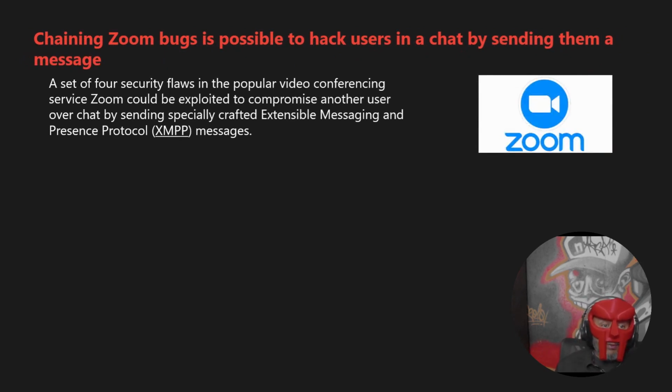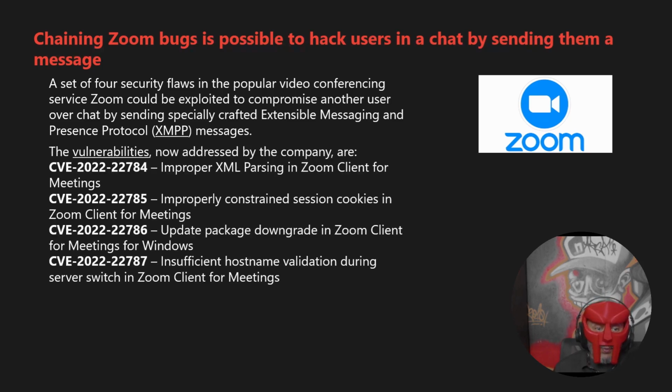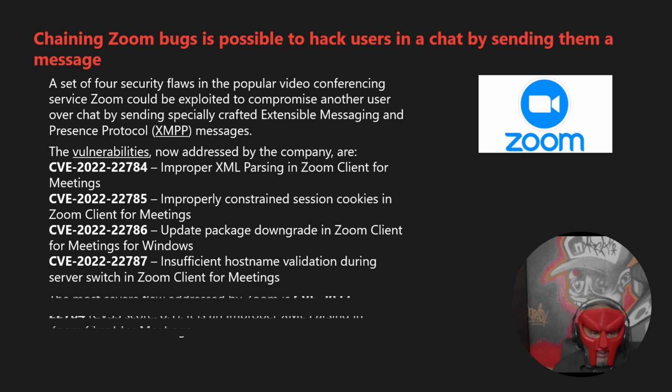A set of 4 security flaws in the popular video conferencing service Zoom could be exploited to compromise another user over chat by sending especially crafted extensible messaging and presence protocol messages. The vulnerabilities are now addressed by the company. CVE-2022-22784, improper XML parsing in Zoom client for meetings. 2022-22785, improperly constrained session cookies in Zoom client for meetings. 2022-22786, update package downgrade in Zoom client for meetings for Windows. 2022-22787, insufficient host name validation during server switch in Zoom client for meetings.